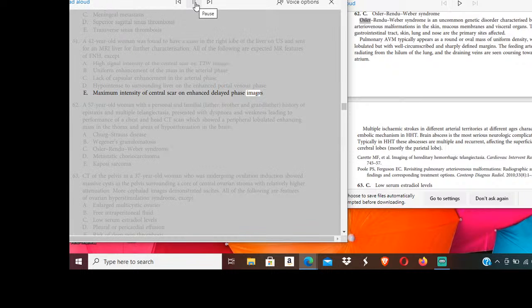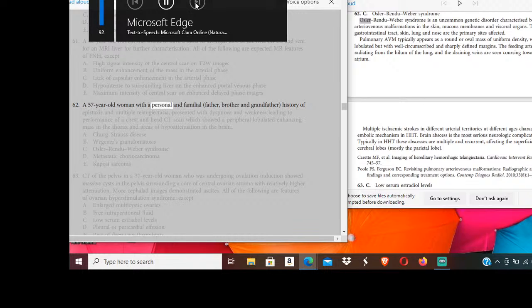62. A 57-year-old woman with a personal and familial (father, brother and grandfather) history of epistaxis and multiple telangiectasia presented with dyspnea and weakness, leading to performance of a chest and head CT scan, which showed a peripheral lobulated enhancing mass in the thorax and areas of hypoattenuation in the brain. A. Churg-Strauss disease. B. Wegener's granulomatosis. C. Osler-Rendu-Weber syndrome. D. Metastatic choriocarcinoma. E. Kaposi sarcoma. 63. CT of the pelvis in a 37.